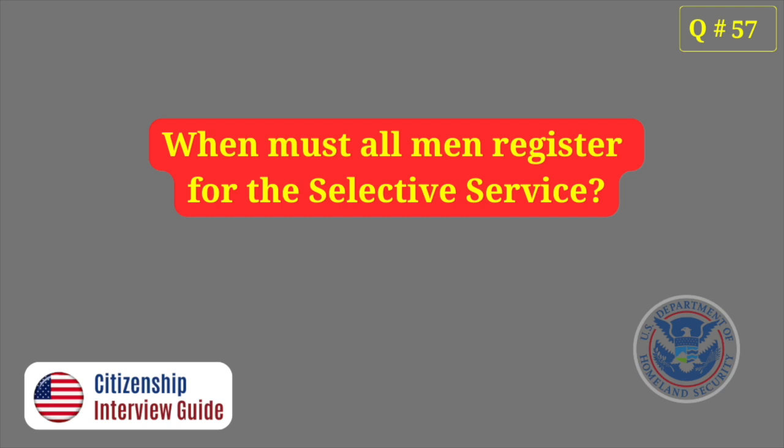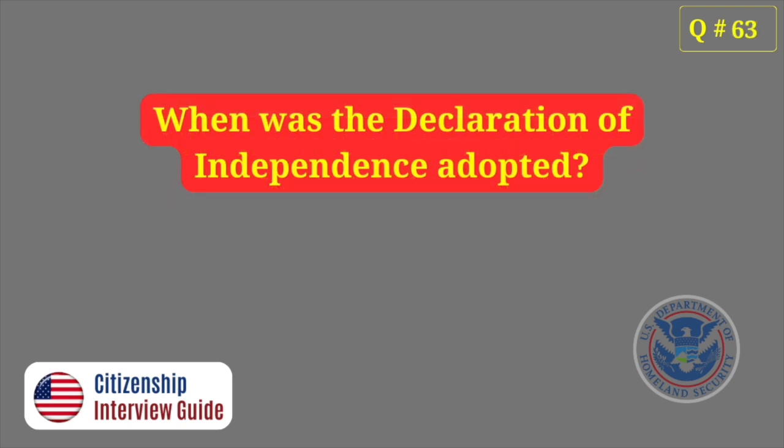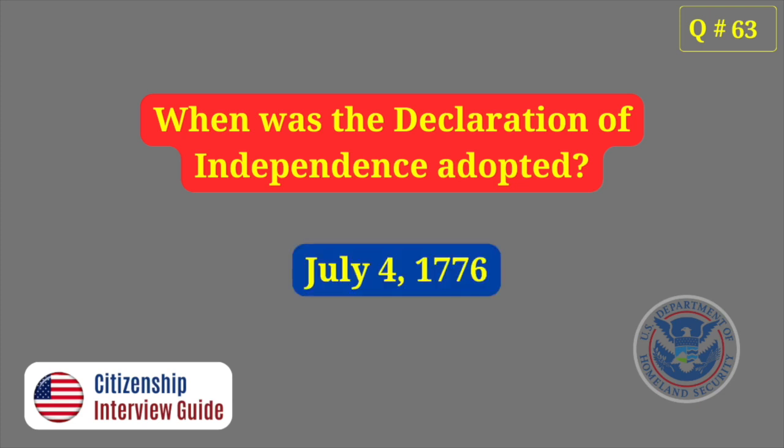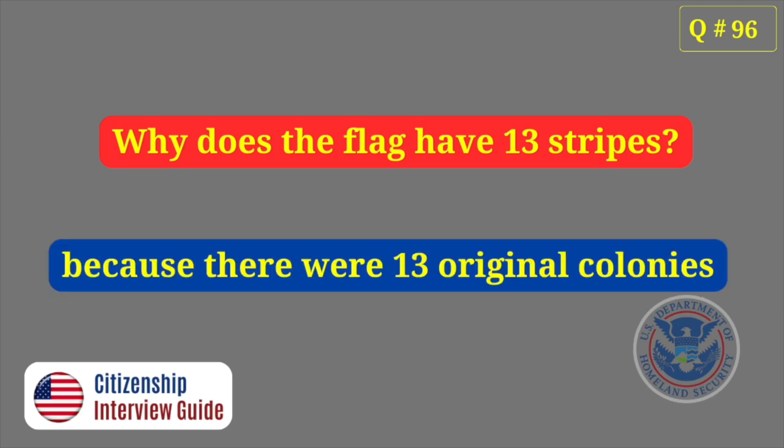When must all men register for the Selective Service? At age 18. When was the Declaration of Independence adopted? July 4, 1776. Why does the flag have 13 stripes? Because there were 13 original colonies.